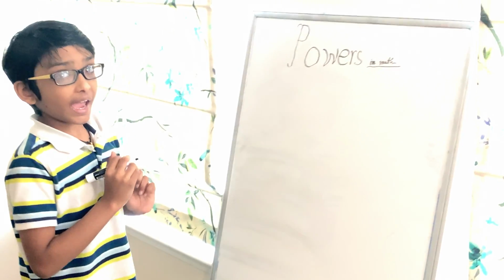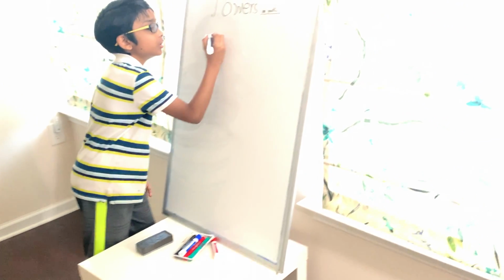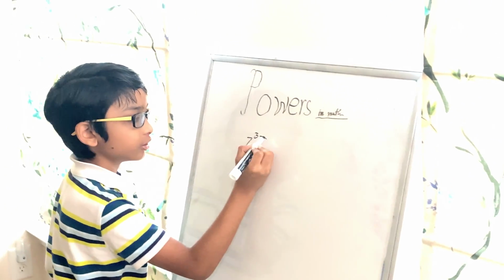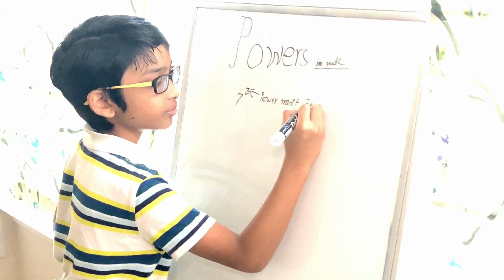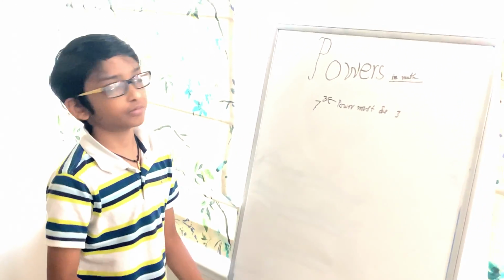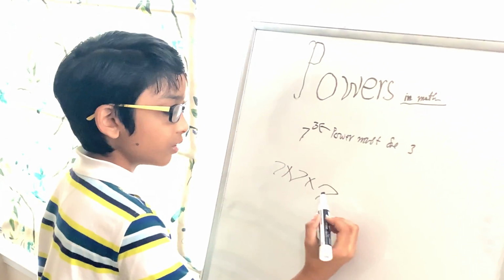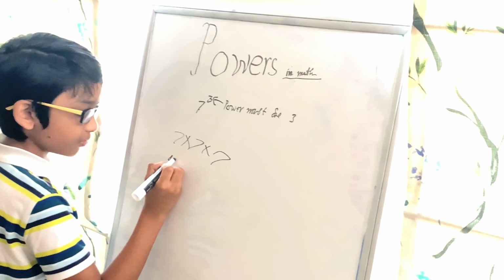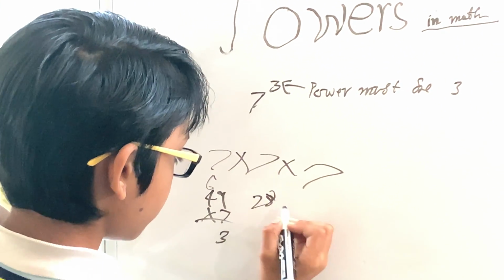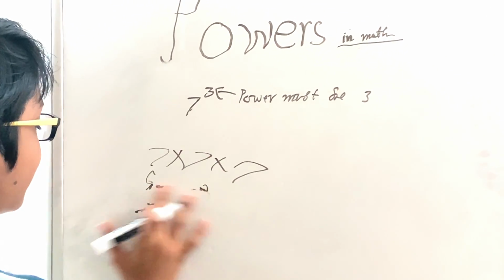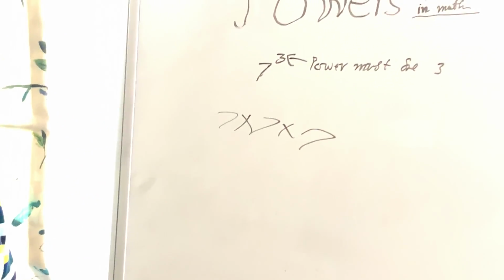Anyway, now let's talk about cubes. A cube is something to the third power. So a cube looks something like this: 7, and the power must equal 3. Just like if it is a square, then the power must be 2. So 7 to the third power equals 7 times 7 times 7. Whatever the multiplication is, this equals this. You may solve this if you know the multiplication algorithm.